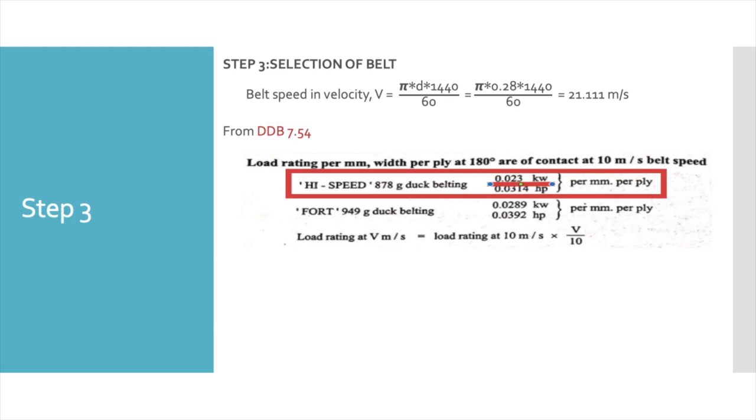And from design data book 7.54, you can see these equations. We are referring to these equations to calculate the load rating at 10 meters per second. We are assuming our flat belt drive is a high speed flat belt drive, and you can see the high speed 878 G duct belting, and for this we have two values. One is in kilowatt and another one is in horsepower, and we are taking the value in kilowatt, 0.023 kilowatt. So the load rating at 10 meters per second is 0.023 kilowatt.